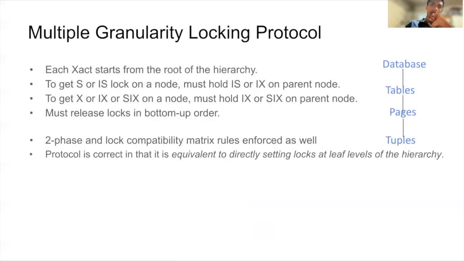So let's talk a little bit about the locking protocol. Every transaction is going to start from the root of the hierarchy. To get an S or an IS lock on a node, you need to hold the IS or the IX on the parent node. To get an X or an IX or a SIX lock on a node, you need to hold an IX or an SIX lock on a parent node. I say 6 for shorthand. You can say SIX or 6. It doesn't really matter, as long as you know that SIX means shared intent exclusive.